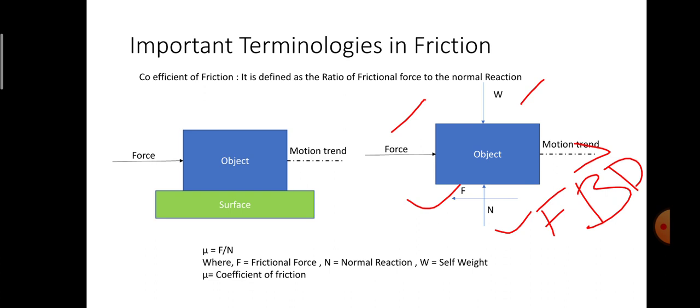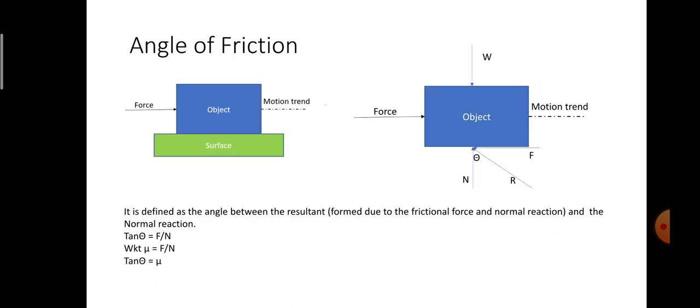It is a constant and is represented by mu. So mu is equal to F by N, where F is the frictional force, N is the normal reaction, W is the self weight, and mu is the coefficient of friction. Coming to the next important terminology, the angle of friction.